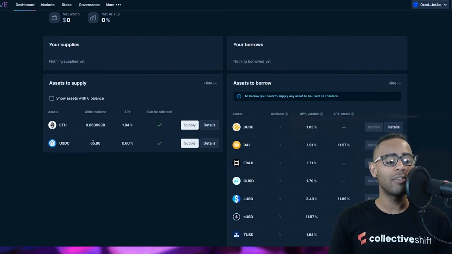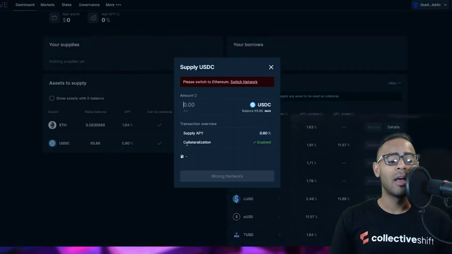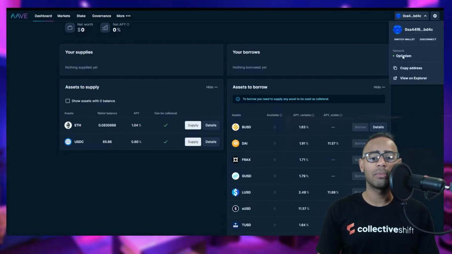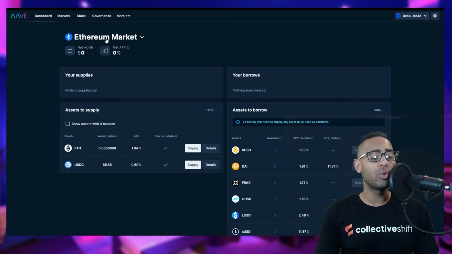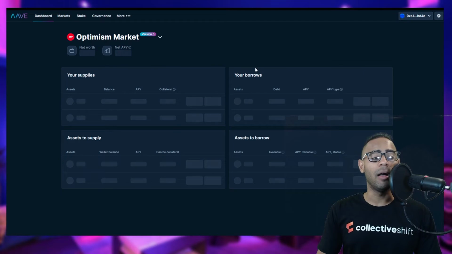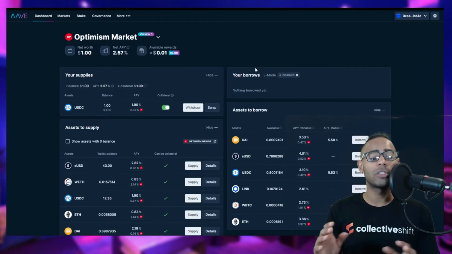So at the moment, I have $65 in USDC. I want to supply this. I do not want to switch to Ethereum. I want to switch to Optimism itself. And at the top here, make sure you click from the Ethereum market, go all the way to the Optimism market, because remember, Aave does live on multiple different chains.